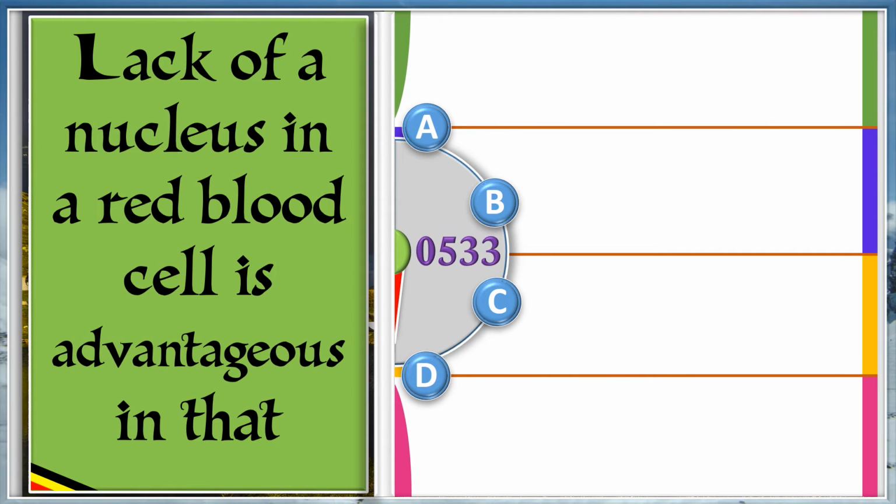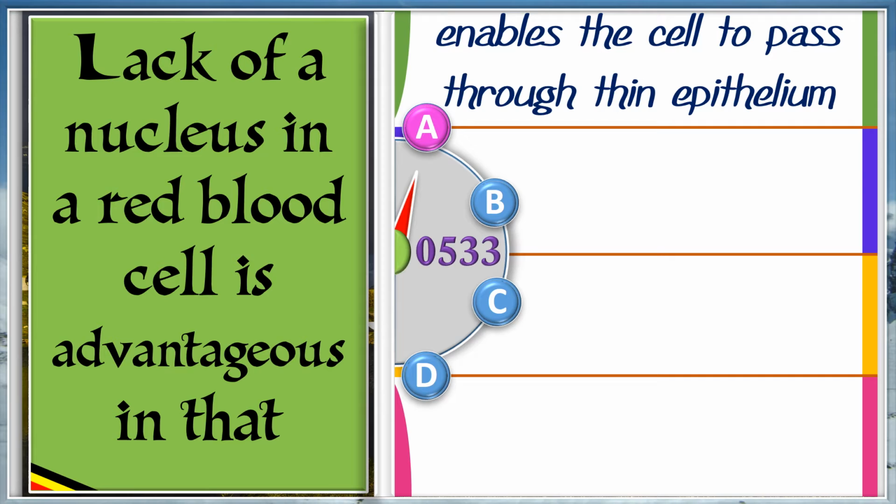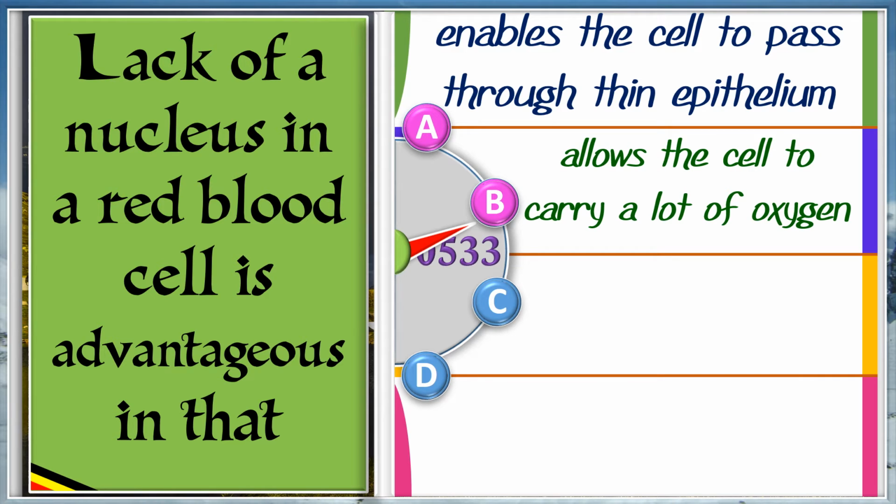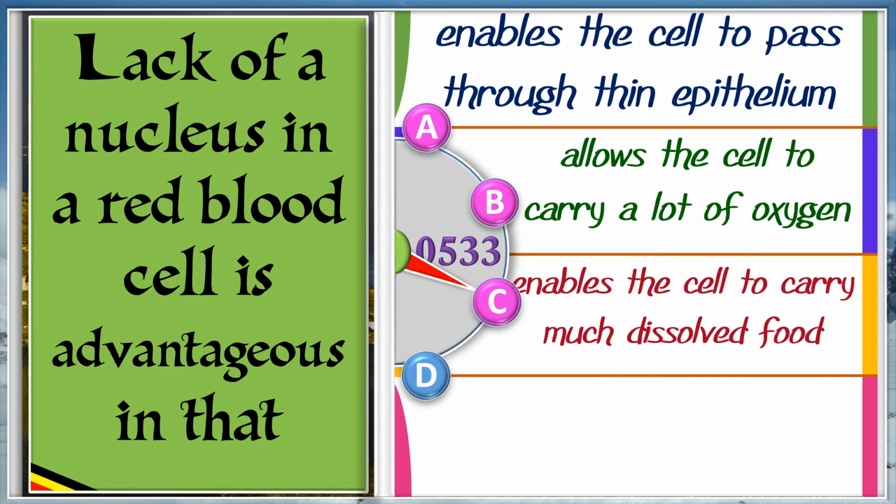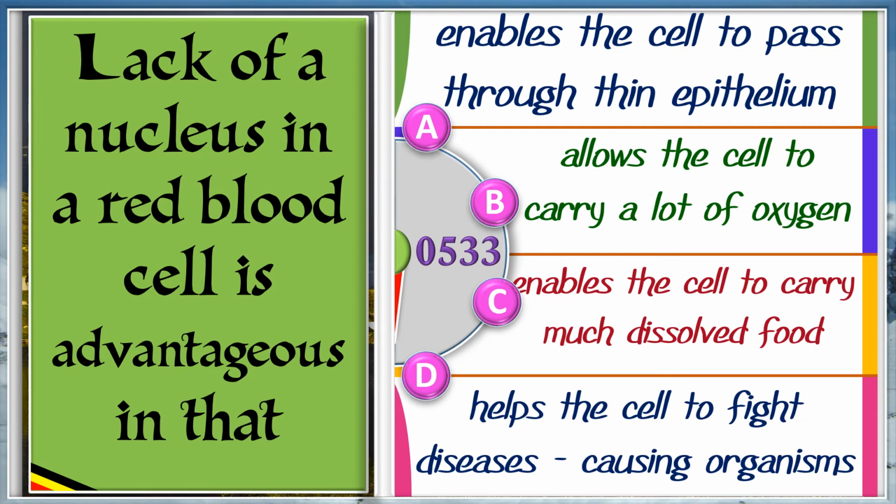Lack of nucleus in a red blood cell is advantageous in that A. It enables the cell to pass through thin epithelium. B. It allows the cell to carry a lot of oxygen. C. It enables the cell to carry much dissolved food. D. It helps the cell to fight disease-causing organisms. And the answer is B. Allows the cell to carry a lot of oxygen.